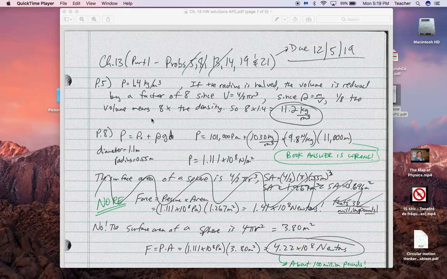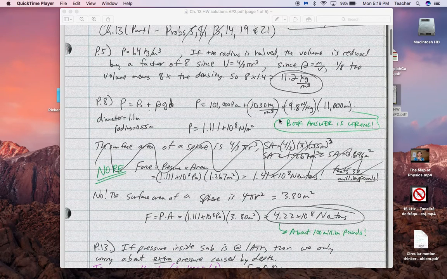For P5, we didn't go over that, but basically, if you end up having a radius half, the volume of the sphere is reduced by a factor of 8, so therefore your density would increase by a factor of 8. So it's 11.2 kilograms per cubic meter.